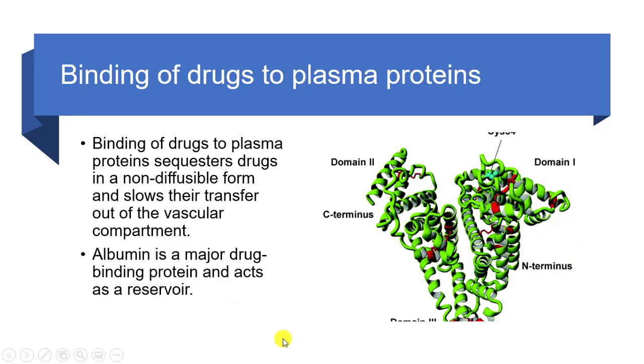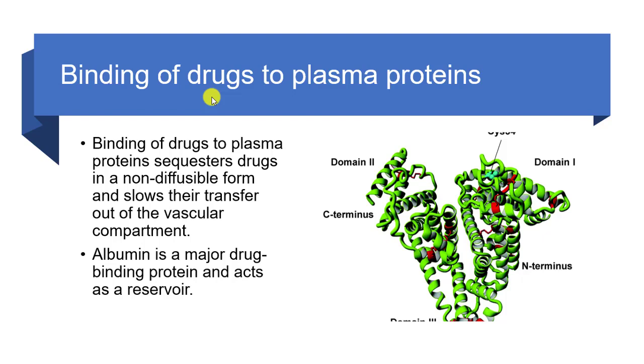So if I move to the next slide, I'm going to talk about the next factor which affects the distribution of drug, and it is basically the binding of drug to plasma proteins. So we have a few plasma proteins which are present within the body, and these plasma proteins have irreversible binding and they are present in non-diffusible form, and they also slow their transfer out of the vascular compartment. So we have a particular plasma protein which is albumin and is a major drug binding protein, and it also acts as a drug reservoir.